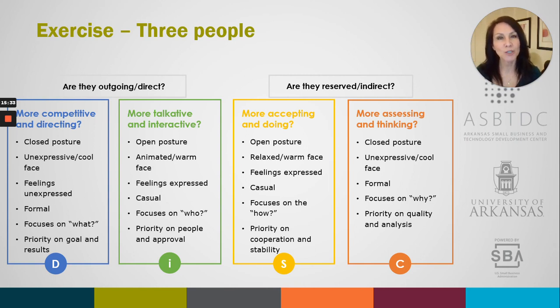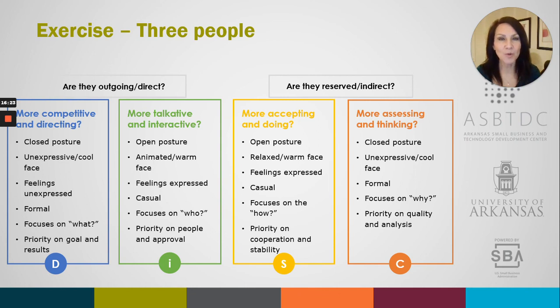And then I want you to ask two questions. First of all, is that individual fast-paced and direct, or are they slower paced and indirect? When you land them in one of those two groups, then you need to ask just one more question. Are they focused on tasks or are they focused on people? So if they're direct and outgoing and fast paced and focused on tasks, they're going to be a D. If they're outgoing, direct, fast paced, and focused on people, they're going to be an I. If they're slower paced and they're focused on people, they're going to be an S. If they're slower paced and indirect, they're going to be C's if they're more focused on the tasks.